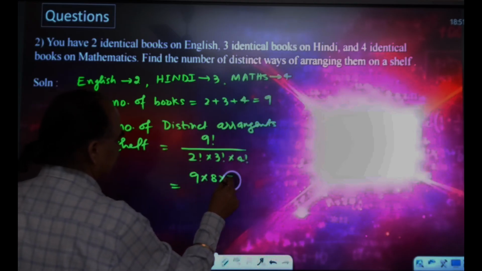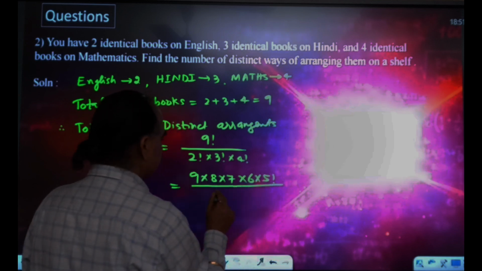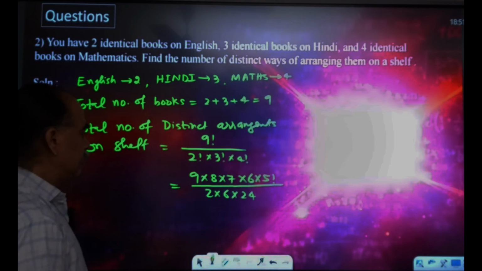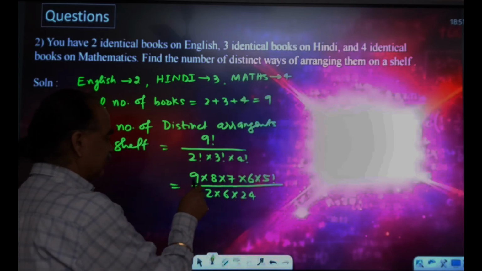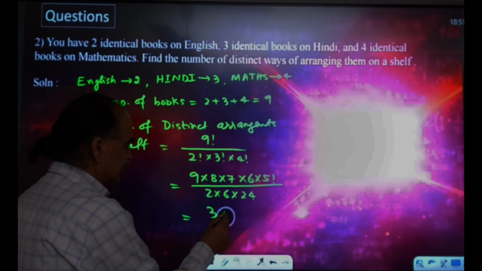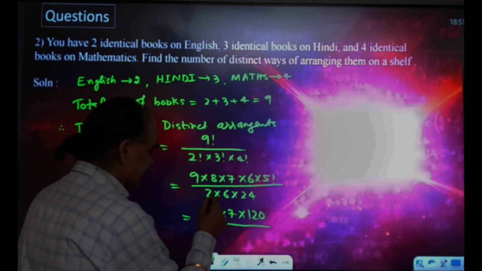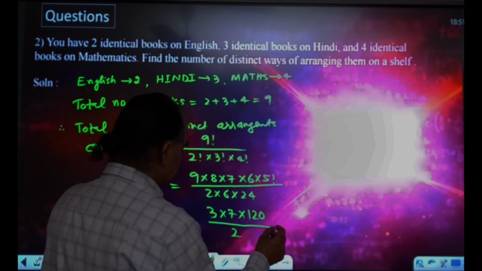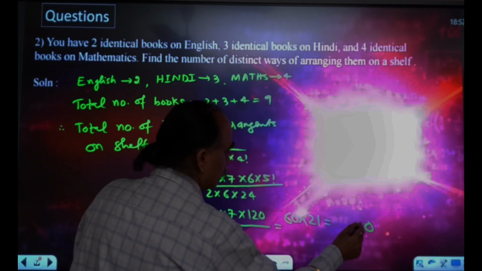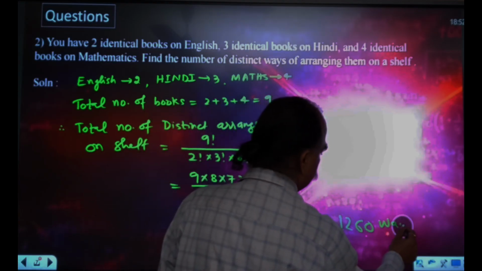9, 8, 7 into 6 into 5 factorial you can write, divided by 2 into 6 into 24. 9 8 the 72, 6 will get cancelled, 72 and 24 will get cancelled, you get 3 into 7 and 6 will get cancelled, and 5 factorial is 120 divided by 2, 60 into 21, 1260 ways.